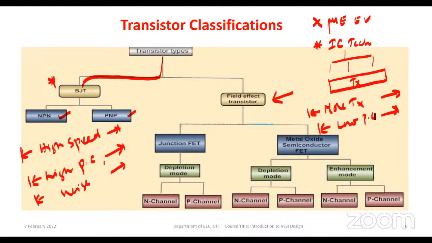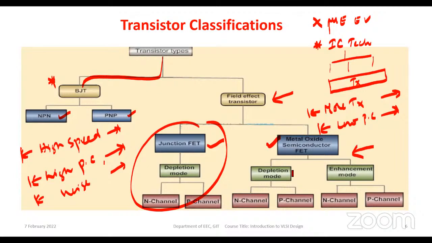But there are two flavors here: junction field effect transistor and metal oxide semiconductor field effect transistor. The advantages and disadvantages of the junction field effect transistor are similar to those of the bipolar junction transistor, so we don't want to focus on it. We would like to move on to metal oxide semiconductors. The junction field effect transistor does not have great performance compared to bipolar junction transistors, and that's the reason we move to the metal oxide semiconductor field effect transistor.